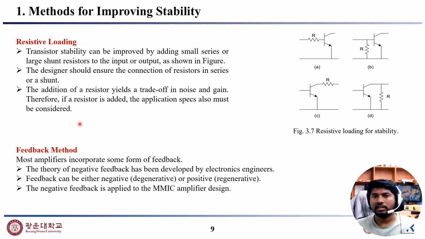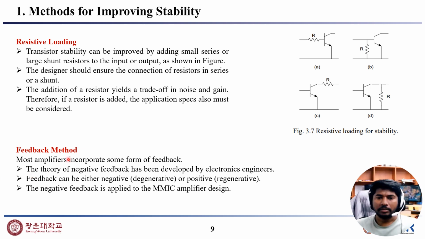In this case transistor stability can be improved by adding a small series or large shunt capacitor, like here you can see this series or shunt capacitor. This is series, and here you can see the shunt capacitor to the input or output as shown in this figure. And the designer should ensure the connection of resistor in series or shunt like this.